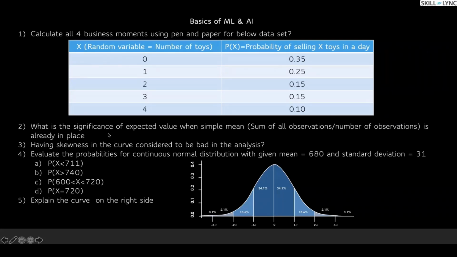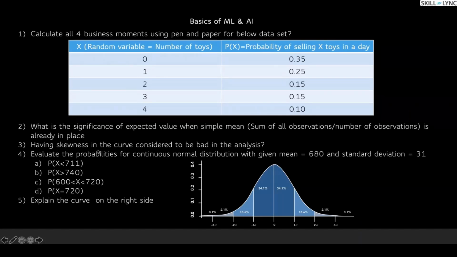Second question, what is the significance of expected value when the simple mean is already in place? I think Naga has already explained that, and I have also enlightened you guys on this, right? I've just described a few pointers on this.